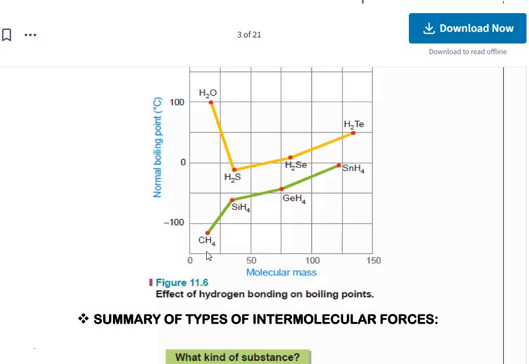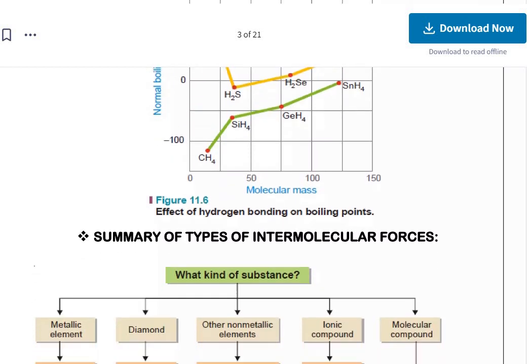Now you can see CH4, silane, germane and stannane. So from methane to stannane, how much difference there is. So due to hydrogen bonding, this is the effect of hydrogen bonding on boiling point.